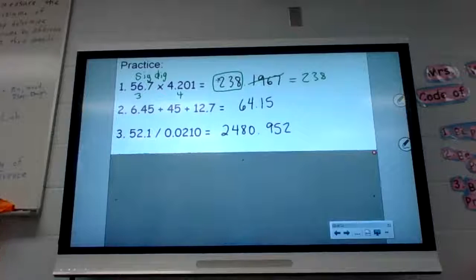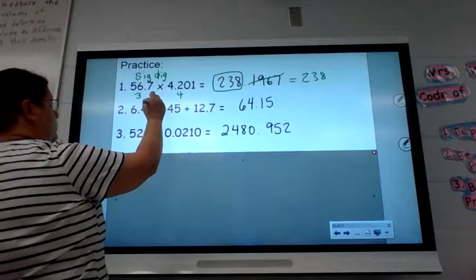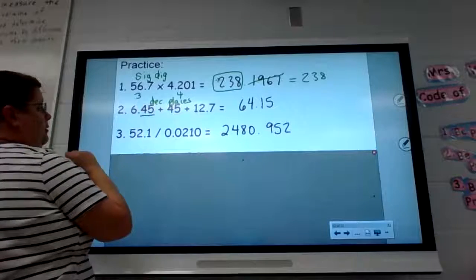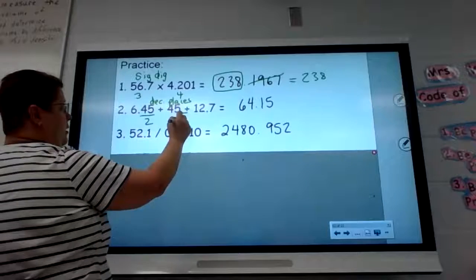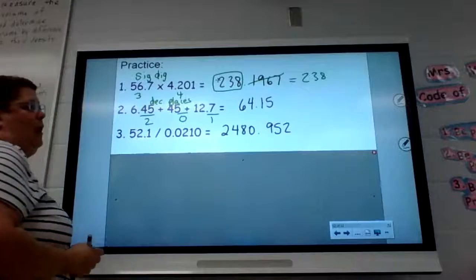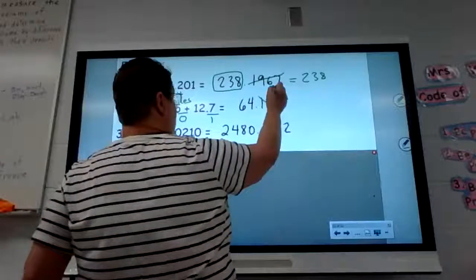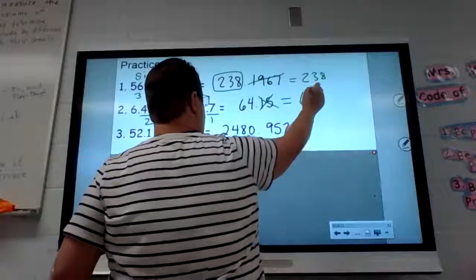Okay. So number 2, we're adding. What's the rule? Decimal places. How many decimal places are here? Okay, so we're doing decimal places. How many are here? 2. And here? 0. So what do I want? No decimal places. So I'm getting rid of these, and I have what? 64.